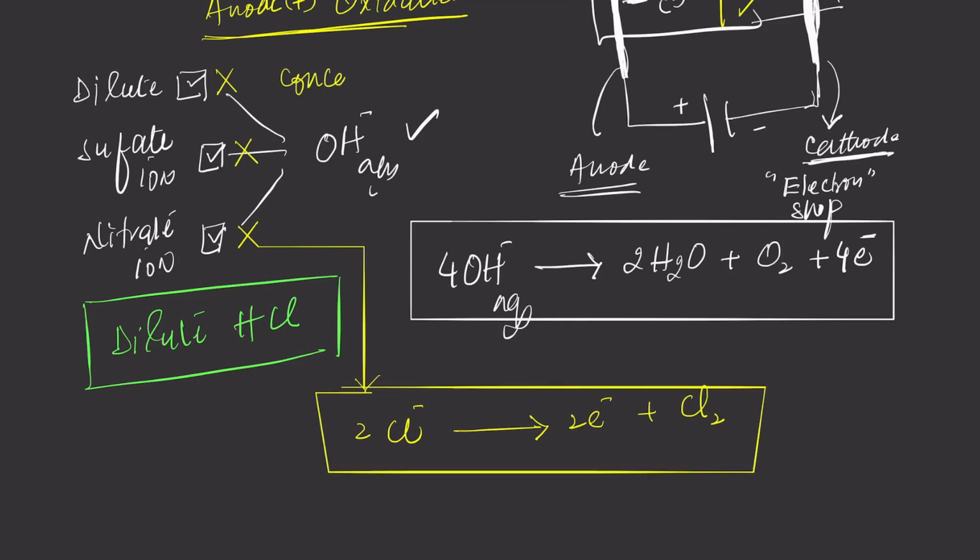When your solution is concentrated, the reaction at the anode will be 2Cl- (aq) goes to 2 moles of electrons plus Cl2. What is the reason behind it?